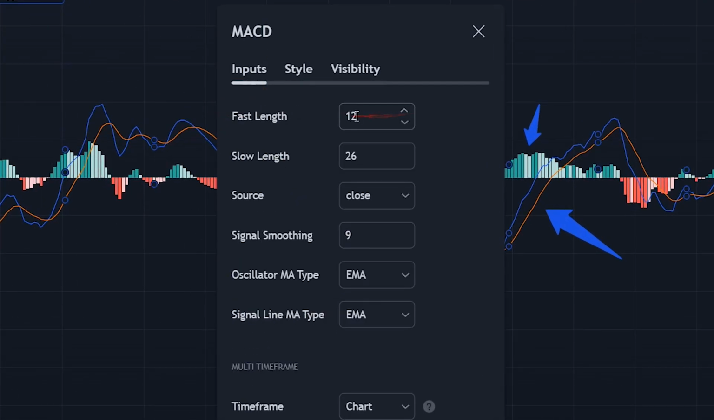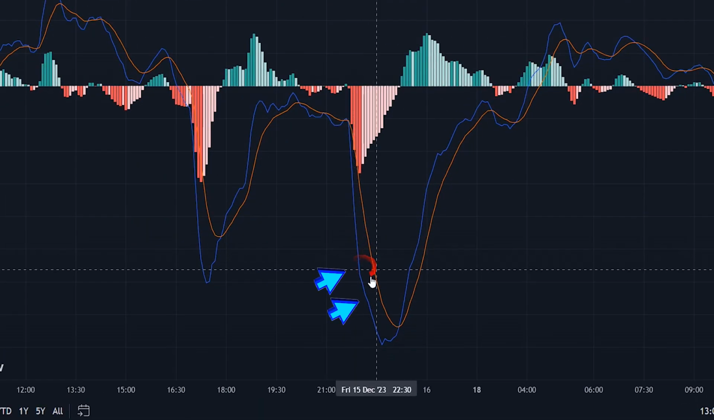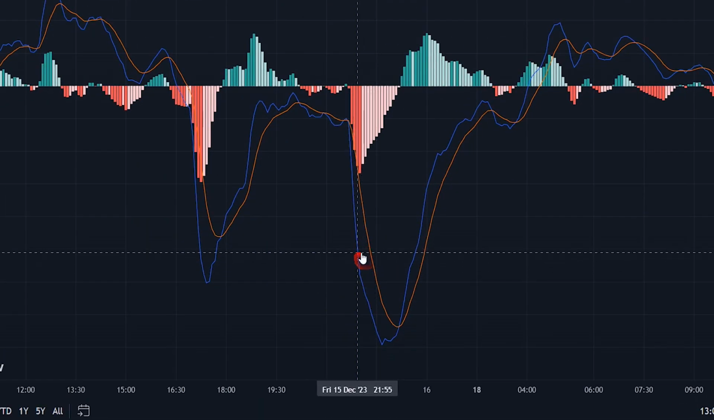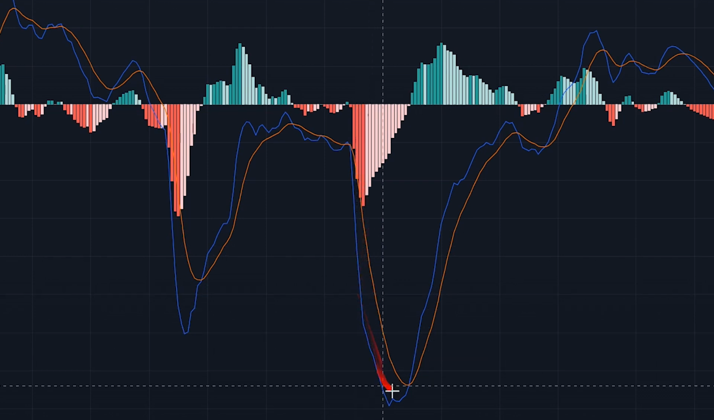As you can see in the settings, in the input tab, the fast length is related to the MACD line and it's 12, and the slow length is related to the signal line and it's 26. The MACD line moves more aggressively than the signal line in response to price changes, just like the difference between 20 EMA and 100 EMA in relation to price changes.